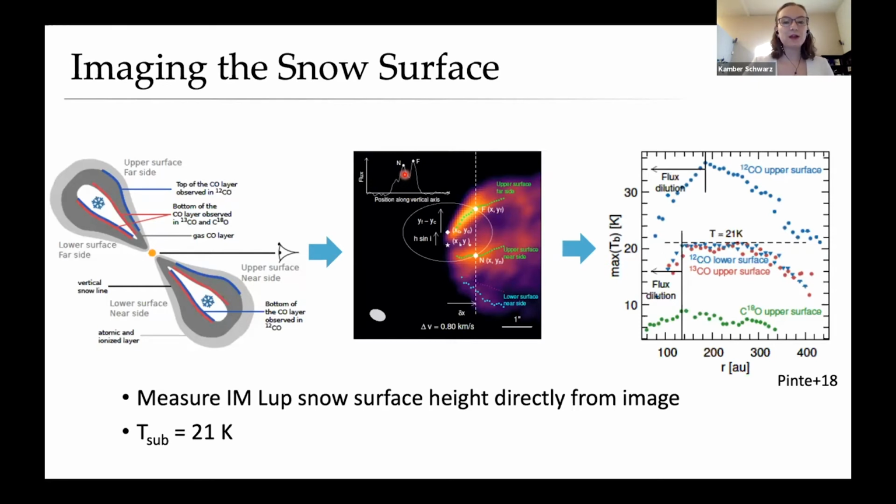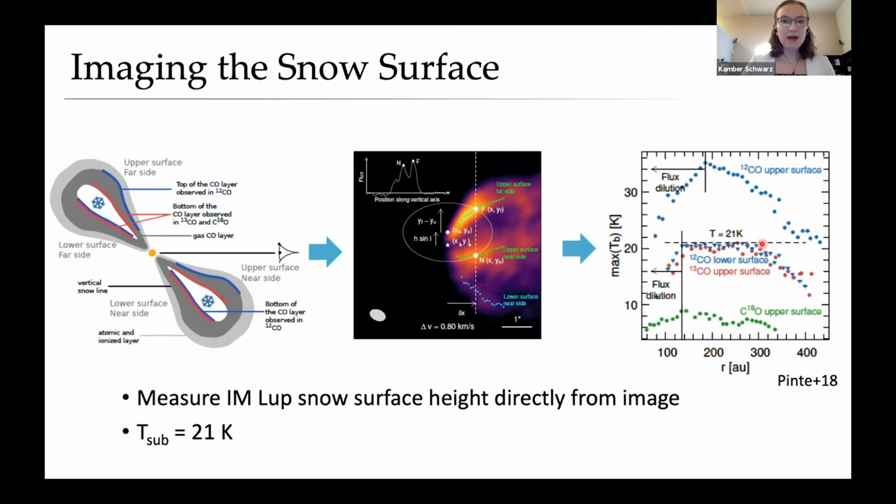This is done for IM Lup by Christophe Pinte and collaborators. And this gap that you see between the upper surface and the lower surface is because of the freeze out of CO in the midplane. So not only were they able to measure the height of the CO snow surface, but also the temperature of the gas, finding a value of 21 K, consistent with the value that we found for TW Hydra.